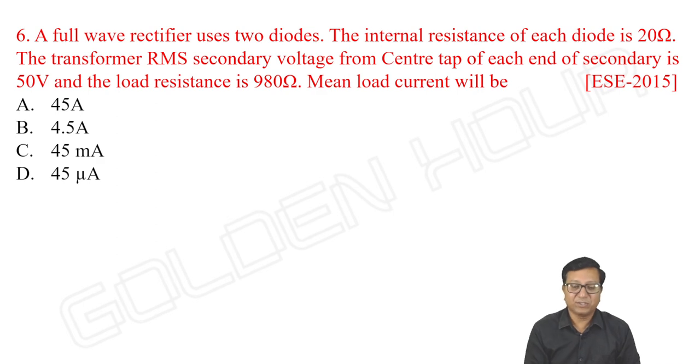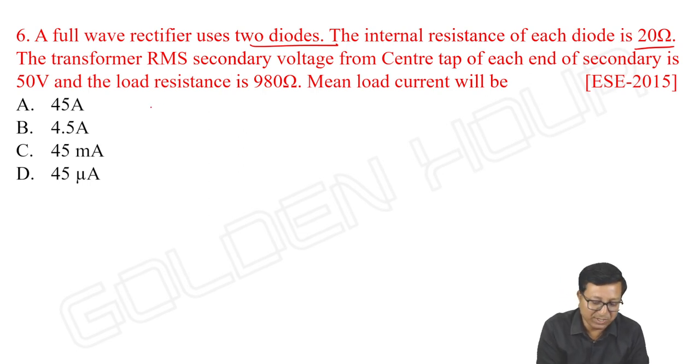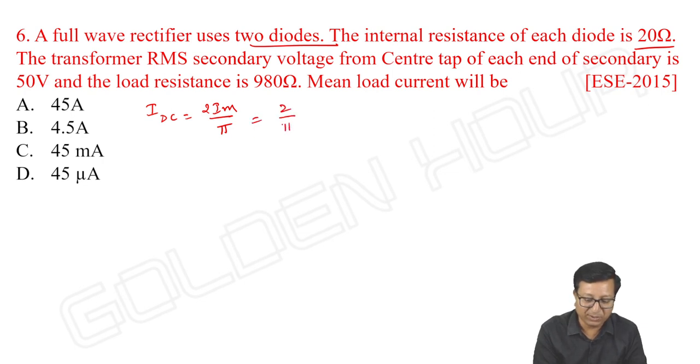A full wave rectifier uses two diodes. The internal resistance of each diode is 20 ohms. The transformer RMS secondary voltage from center tap to each end of secondary is 50 volts and the load resistance is 980 ohms. Mean load current will be, okay, mean load current means IDC. It is equal to 2 into Im by pi. It is further written as 2 by pi into Im, which is Vm, the input peak amplitude, divided by Rs plus Rf plus RL.